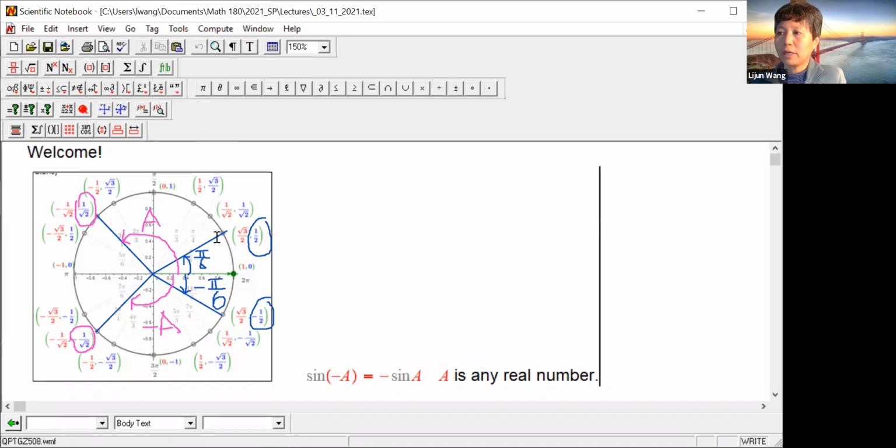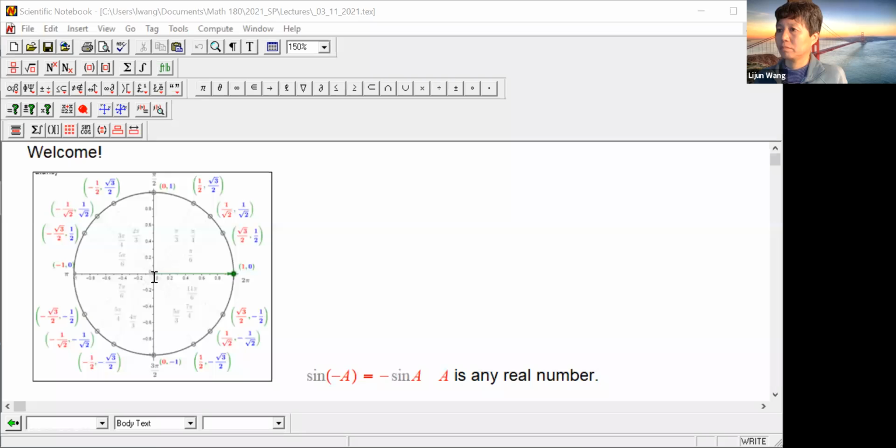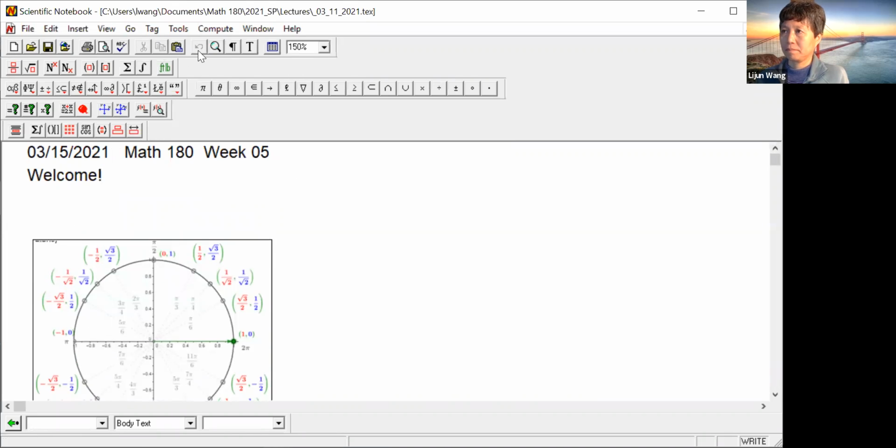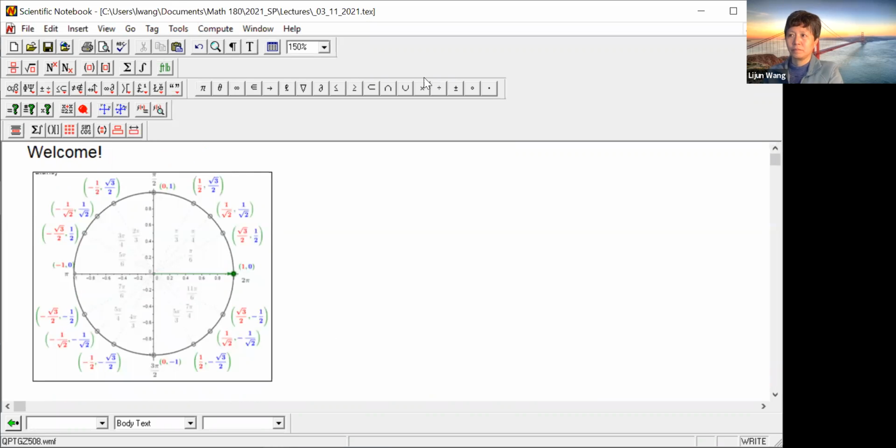Only real numbers. Okay, so are we ready to look at cosine? Okay, so let's look at cosine. From this picture, you're going to observe cosine A and cosine of negative A. Right?